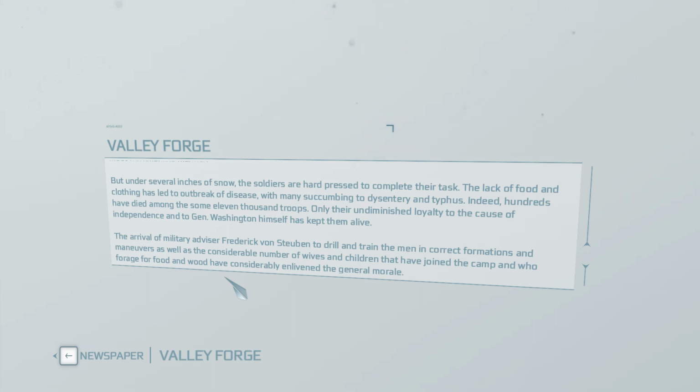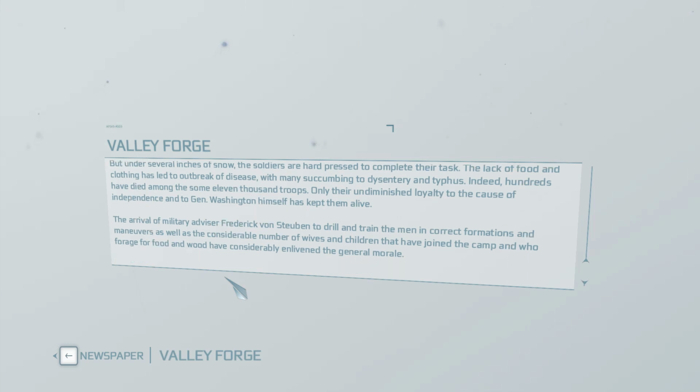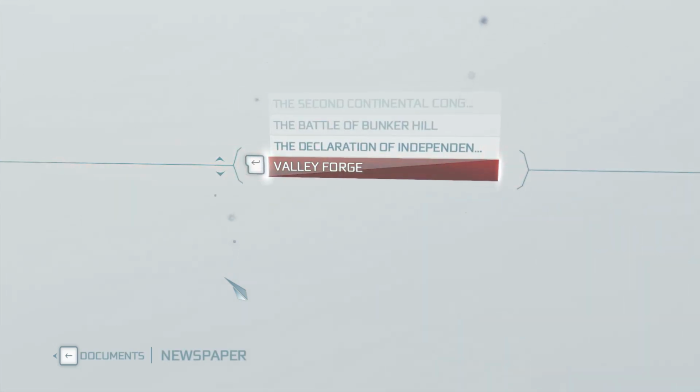The arrival of military advisor Frederick von Steuben to drill and train the men in correct formations and maneuvers, as well as the considerable numbers of wives and children that have joined the camp and who forage for food and wood, have considerably enlivened the general morale.